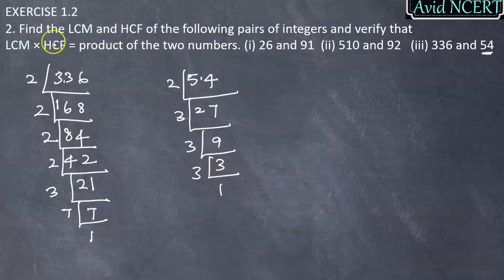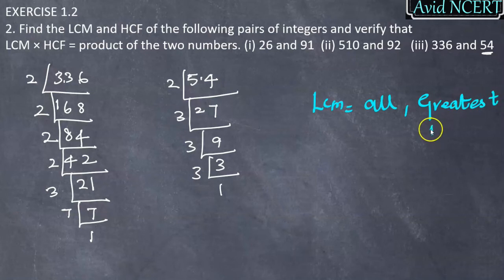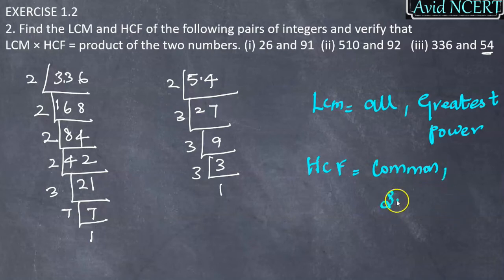So now we have to find the LCM. So what is the formula for LCM? For LCM, we have to consider all the factors with the greatest power, and for HCF, we have to consider only the common factors with the smallest power.